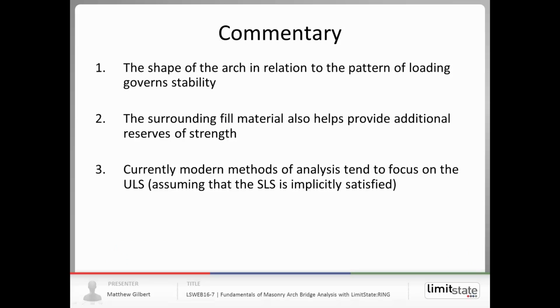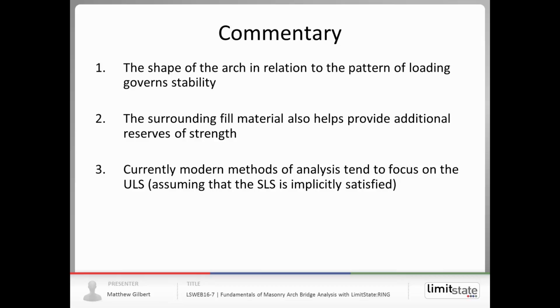Other things to say is this theory of Hooke is telling us that the shape of the arch in relation to the pattern of loading is very important. It governs stability. So from a bridge assessment point of view, that's telling us that we need to measure the shape of the arch carefully, and if possible, use real loading patterns when we're assessing bridges, or if not real loading patterns, then certainly representative loading patterns.